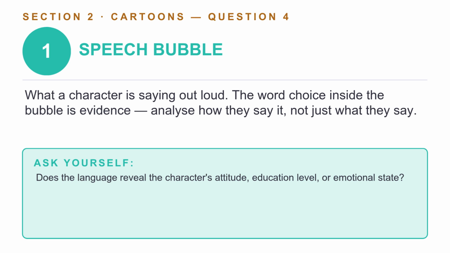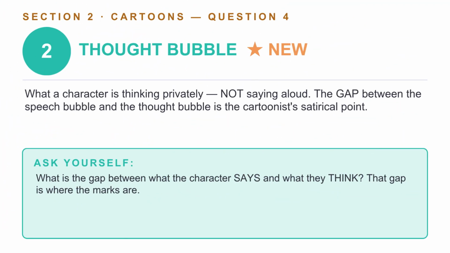Element number 1, the speech bubble. The speech bubble shows what a character is saying out loud. Don't just note what they say. Analyze how they say it. Does the word choice reveal the character's attitude, their level of education, their emotional state? Every word inside a speech bubble is evidence. Use it as evidence.